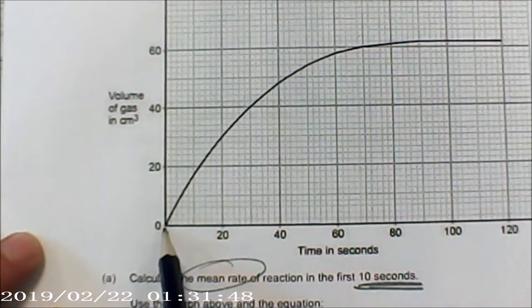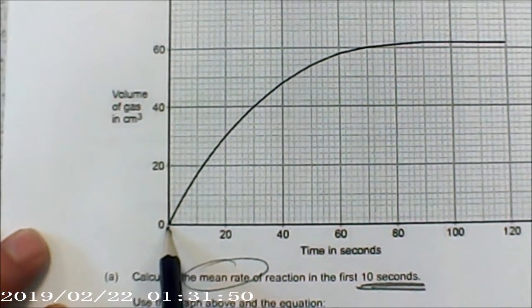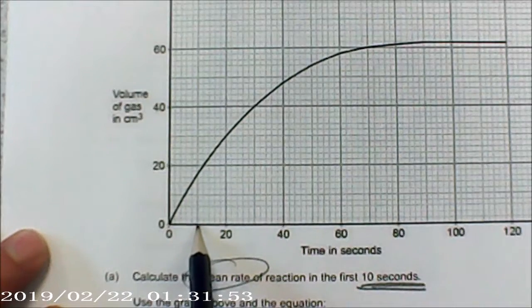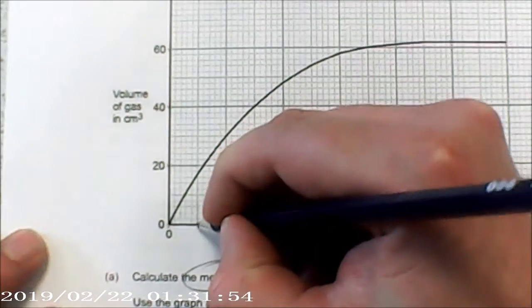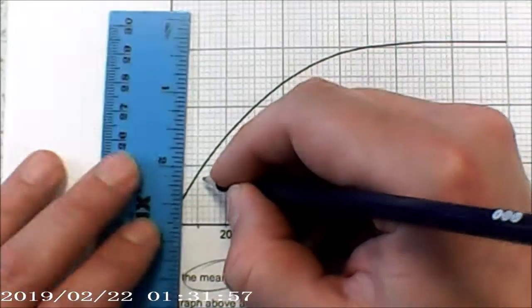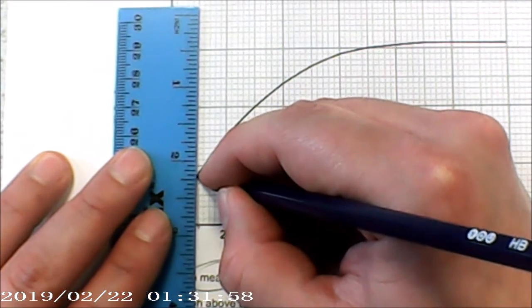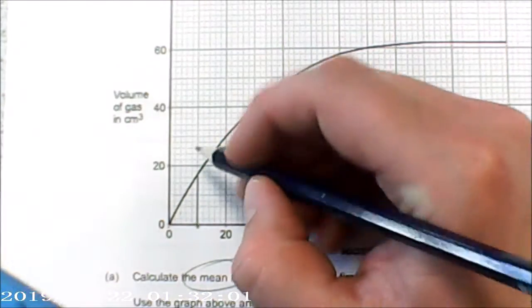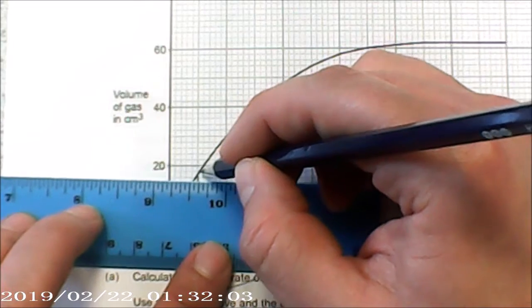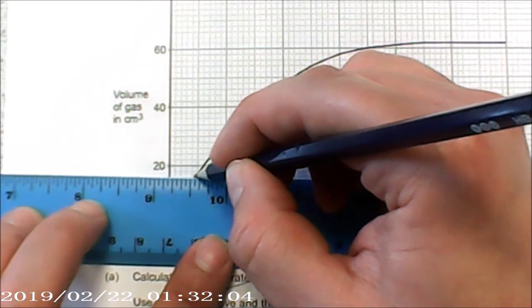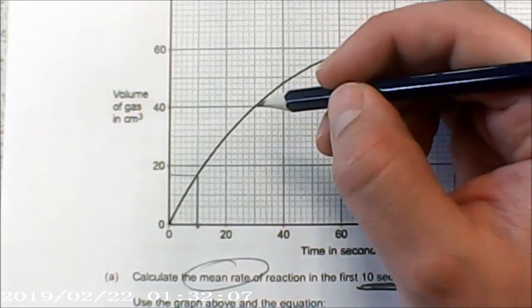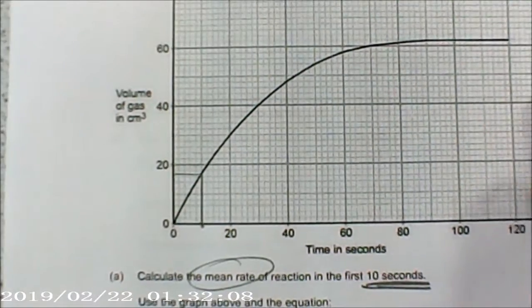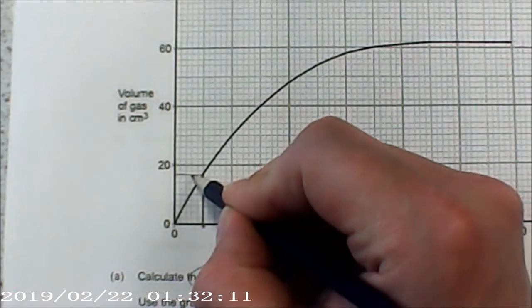Okay, so we need to go to 10 seconds. So we go along to 10 seconds, and then we go up, and I would suggest drawing this on your graph in an exam. And then we want to go across. And I am being as precise as possible. That is between the boxes.